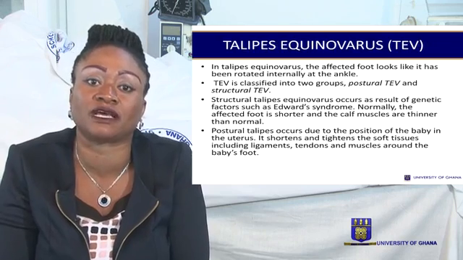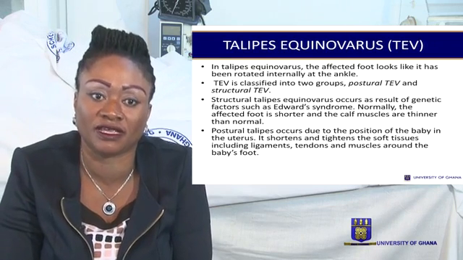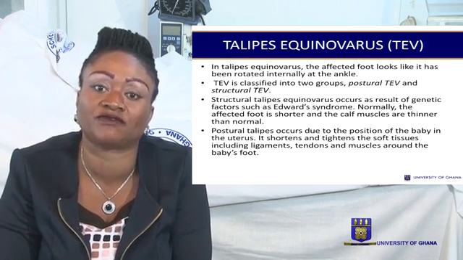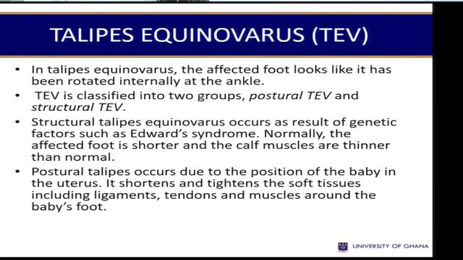So Talipes equinovarus or TEV. In this, the affected foot looks like it's been rotated internally at the ankle, and it may be classified as postural TEV and structural TEV.